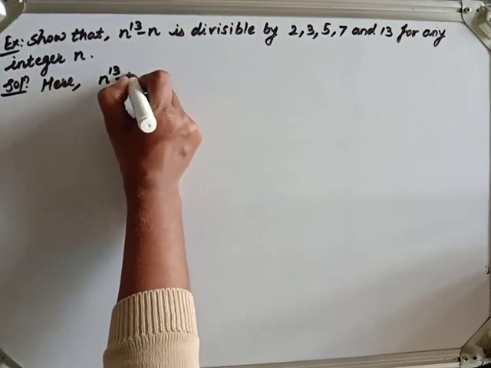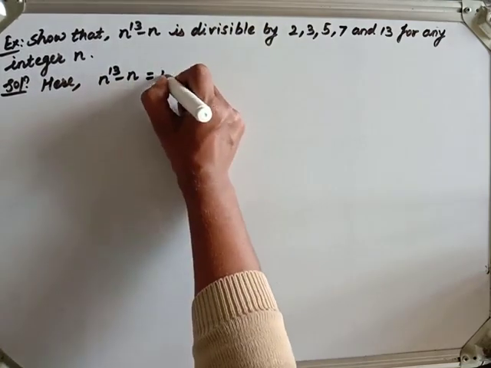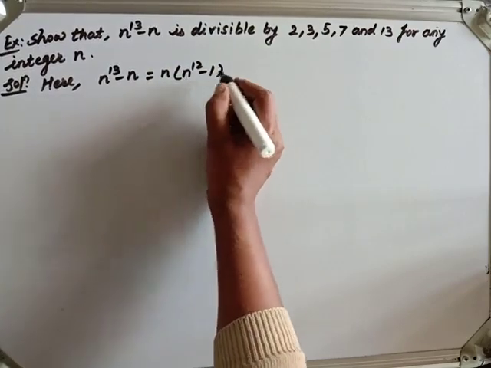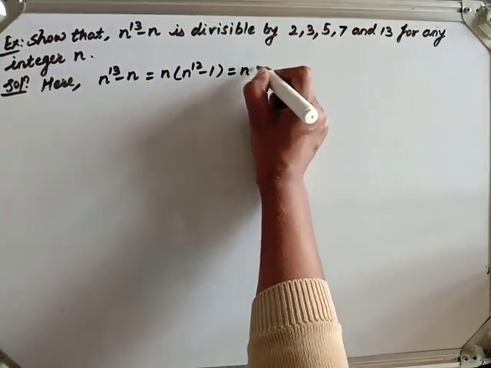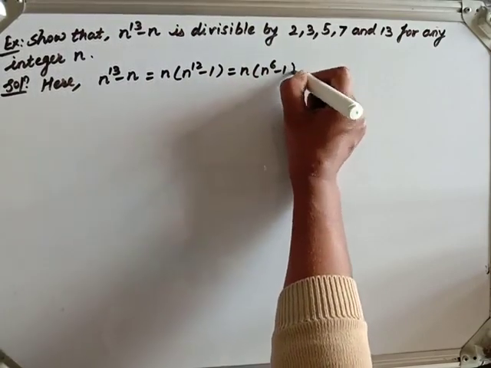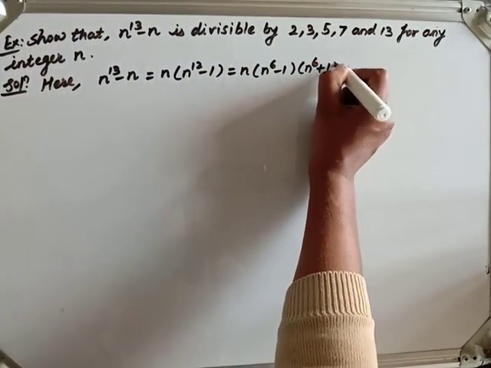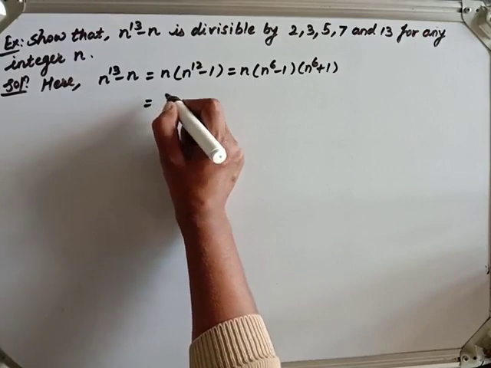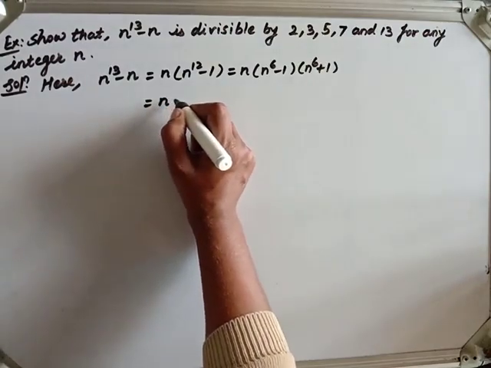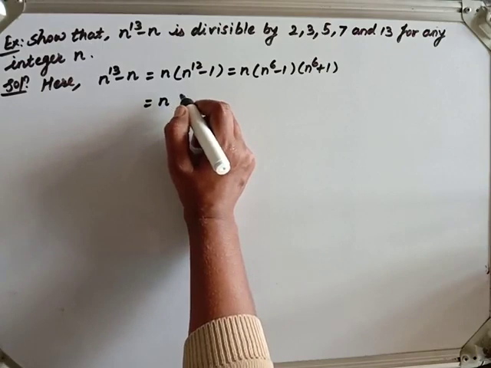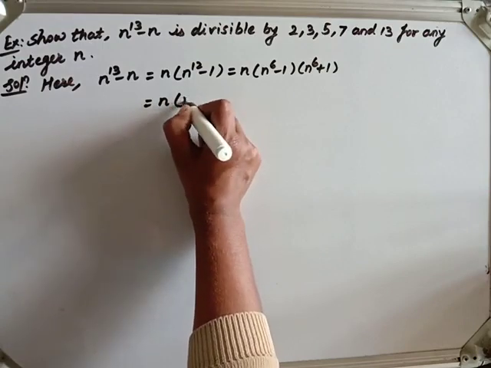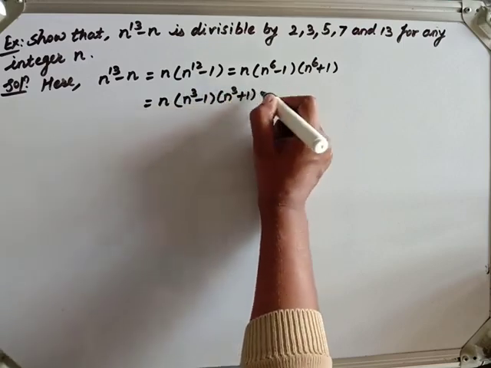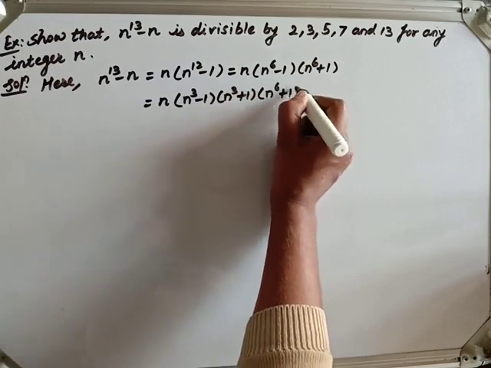So n raised to 13 minus n will be what? n into n raised to 12 minus 1. Now just as we have seen in the previous example, n raised to 12 minus 1 can be written as n raised to 6 minus 1 into n raised to 6 plus 1. Now before that we have seen n raised to 6 minus 1 can be written as, it will be what? n cube minus 1 into n cube plus 1 into n raised to 6 plus 1 as it is.